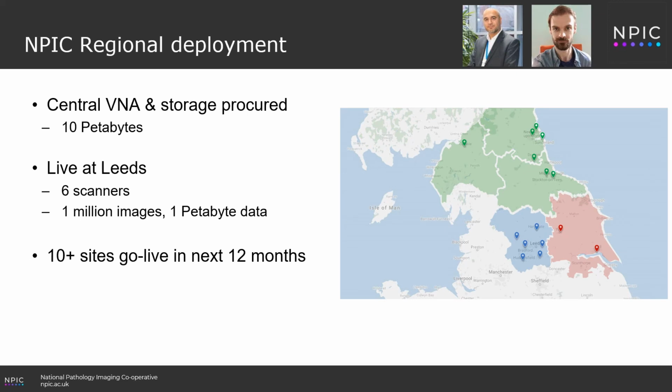A quick update on where we are so far with our NPIC deployment, led by Bash Hussain, our deployment director, and Ian Mason, our program manager. We've established our central vendor-neutral archive in the program and procured 10 petabytes of storage to serve our hospitals. We've gone live at Leeds with our PAC system, supporting 6 scanners with over 1 million images or a petabyte of image data to date. And we expect 10 or more sites to go live in NPIC over the next 12 months.